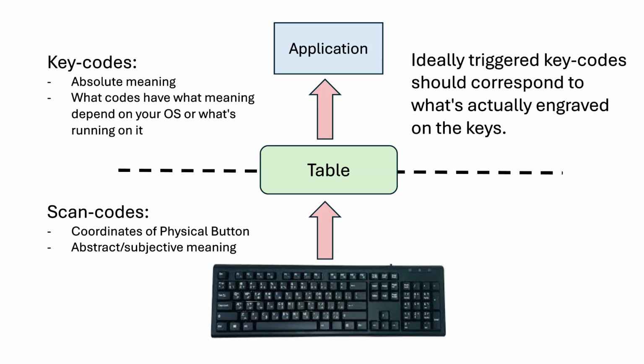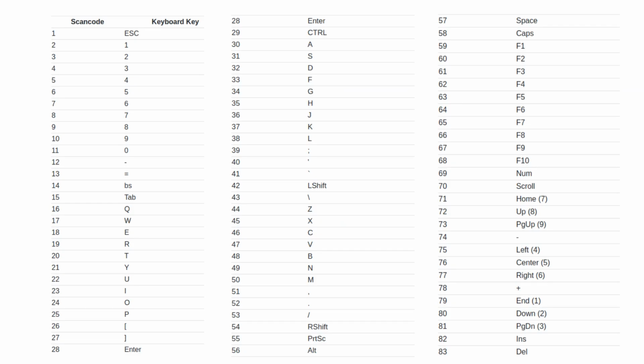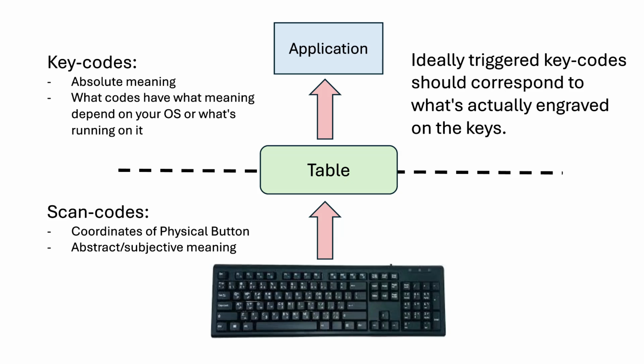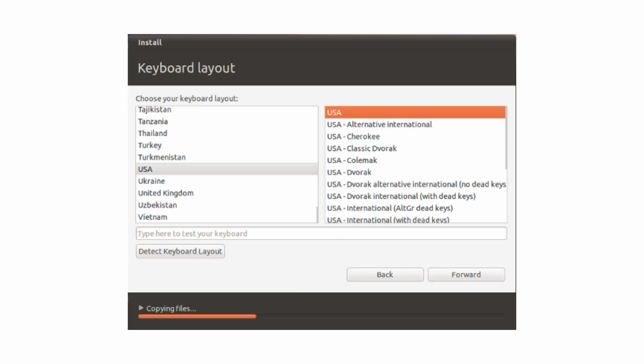The OS receives these raw scan codes and translates them to what are known as key codes through the use of a table. Unlike scan codes, which only describe which physical keys have either been pressed or released, key codes instead represent actual alphanumeric symbols and various other functions such as shift and insert. Ideally, you would want this table to produce key codes that match exactly what's engraved on your physical keyboard. This is done by selecting the physical keyboard layout of your keyboard in System Settings or at Install, though usually it derives it automatically, and it just works most of the time.